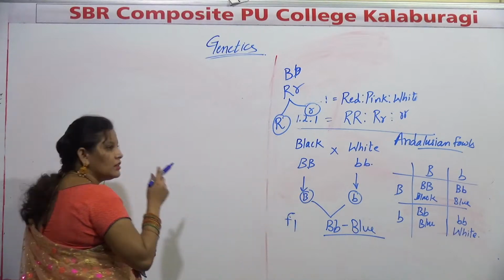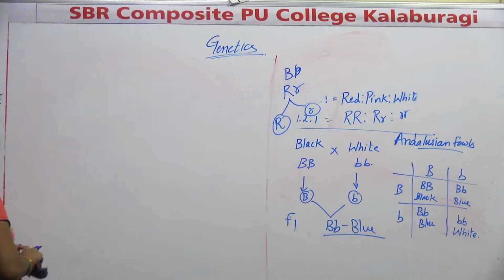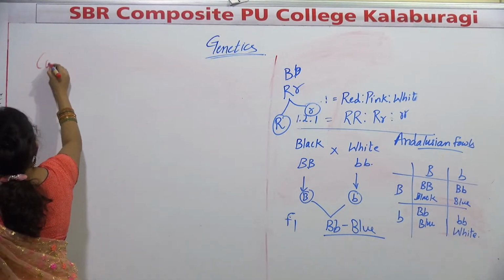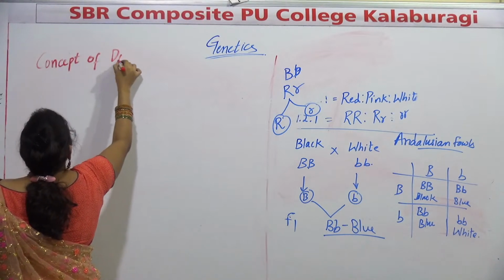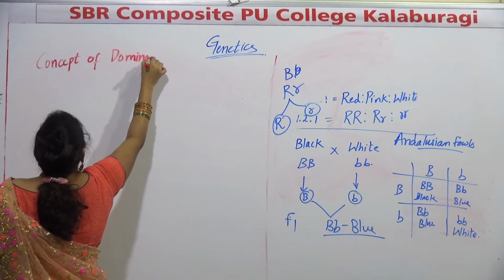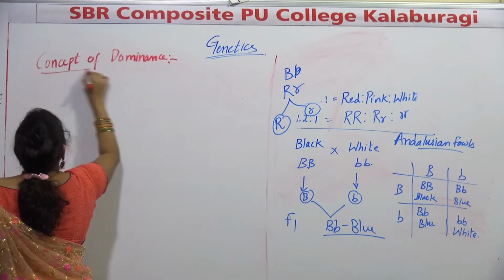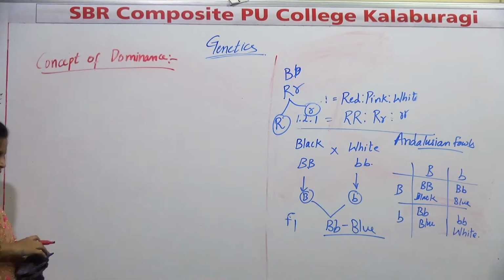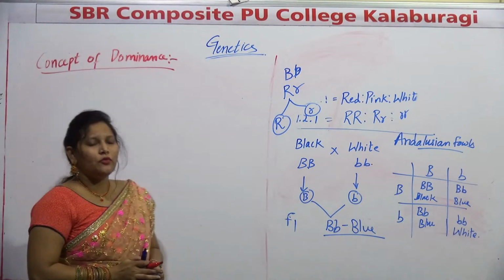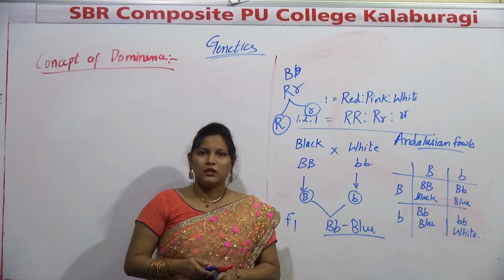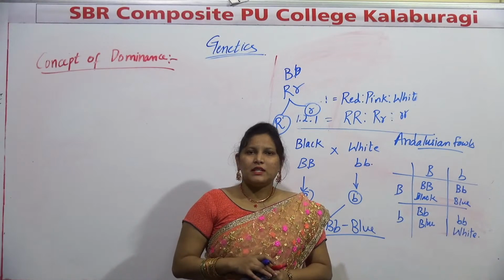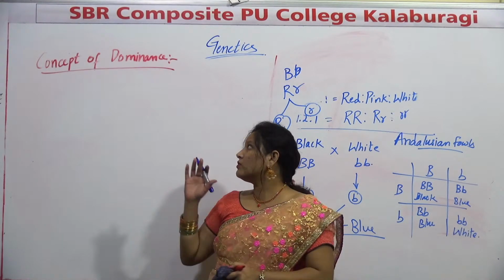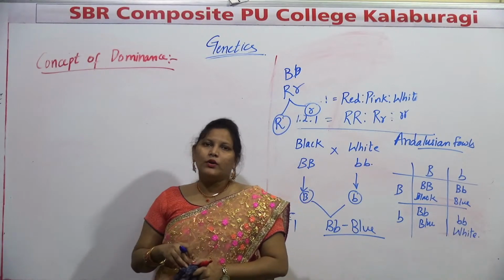Now the concept of dominance. What is this concept of dominance? Up to now we have been talking about what is a dominant allele: the one which is expressed is dominant, and the one which is suppressed is recessive. That's what we know. But now see here, what is this concept of dominance?